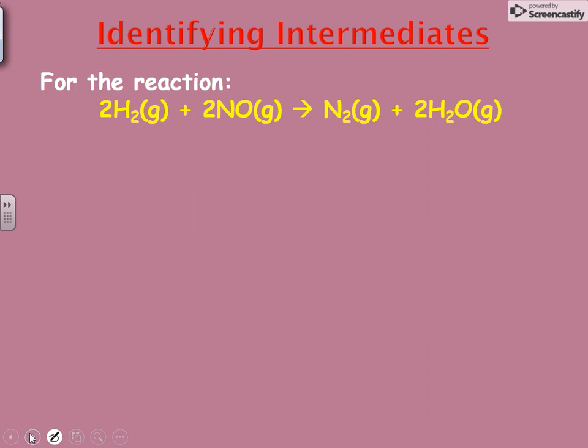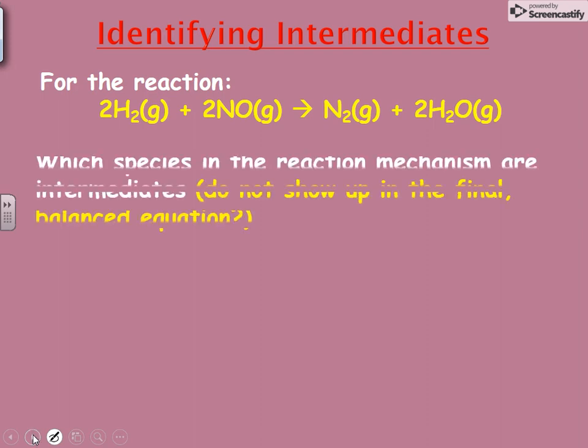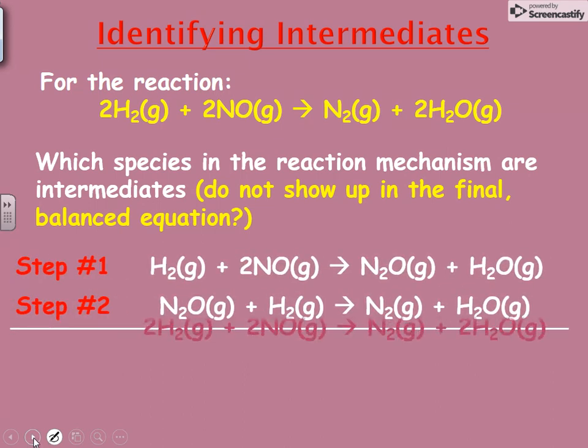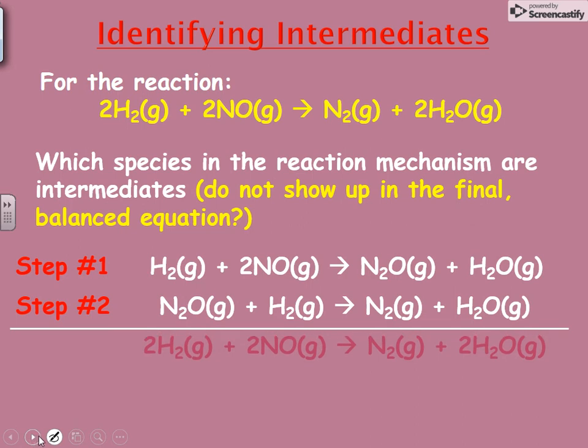Now, another thing you need to be able to do, looking at your elementary steps, is identify any intermediates. So for the same reaction as we mentioned before, it may ask you which species in the mechanism would be intermediates. What an intermediate is, it's any species that does not show up in the final balanced equation. So let's take a look at step 1 and step 2, and let's see what cancels out.